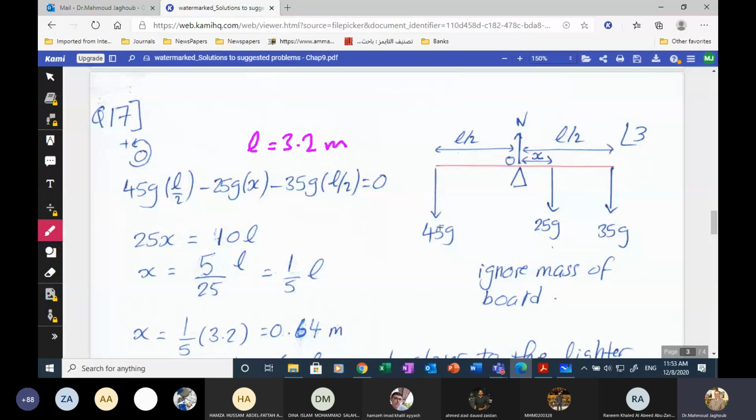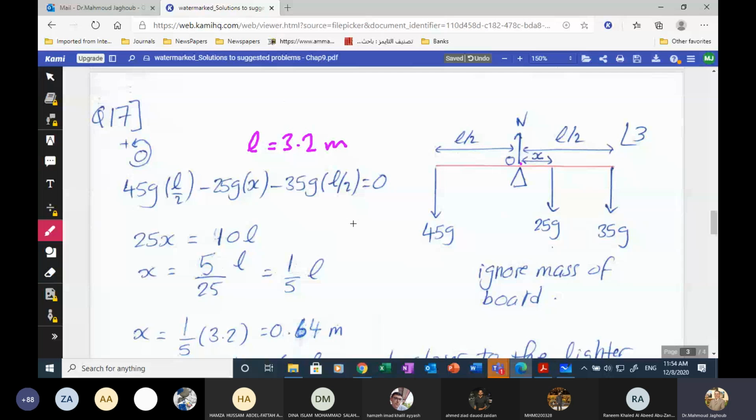So, which of those forces causes counterclockwise rotation? 45, 25, or 35? 45. Counterclockwise, so it's positive. 45g is the magnitude of the force multiplied by the lever arm, which is the perpendicular distance from the rotation point to the line of action of the force, which is L over 2, minus 25g multiplied by x, minus 35g multiplied by L over 2. All that equals what? To 0. And remember, L equals 3.2 meters.